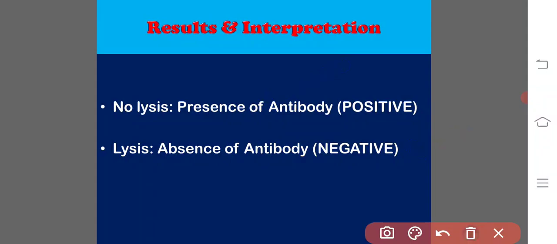Simply, whenever you have the antibody against an antigen, no lysis, that shows the positive result, presence of the antibody. Whereas if there is no antibody in the patient's serum, there is no formation of the immune complex and no attachment of the complement to the antigen antibody complex, so it remains free and comes in contact with the sheep RBC and anti-sheep RBC antibodies, and that causes the lysis. So that is due to the absence of antibody in the sample. This is about the result and the interpretation of the CFT, complement fixation test.